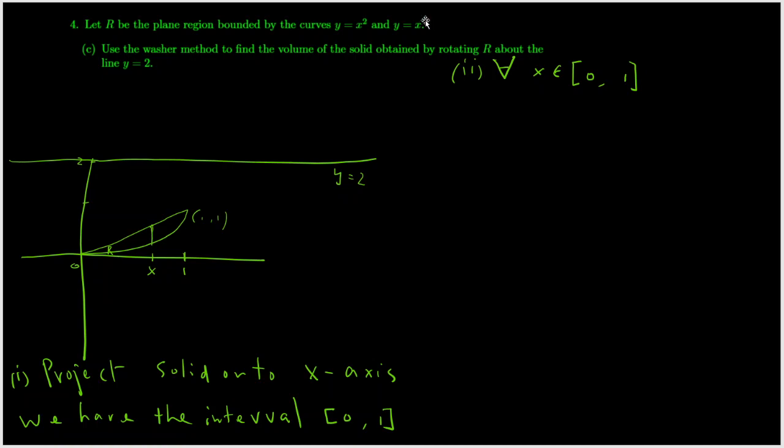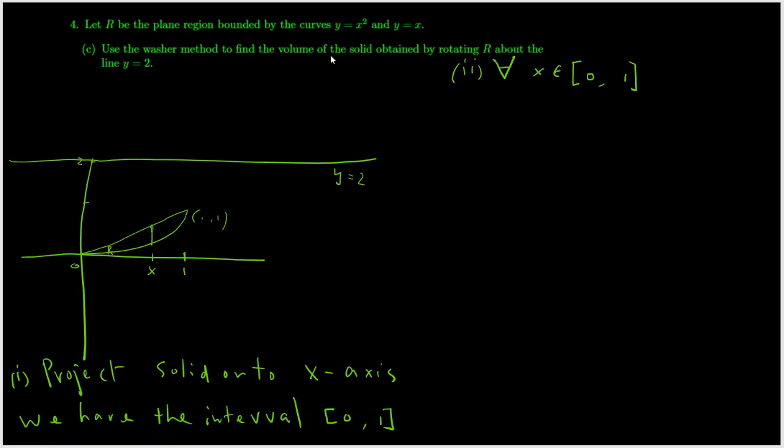You rotate the little line segment around that horizontal line. Now look at the cursor. Around the horizontal line with the equation y equals 2, you have a washer. So basically, you rotate this point, you have a circle. You rotate this point, you have a bigger circle. This will give you the inner radius and the outer radius.